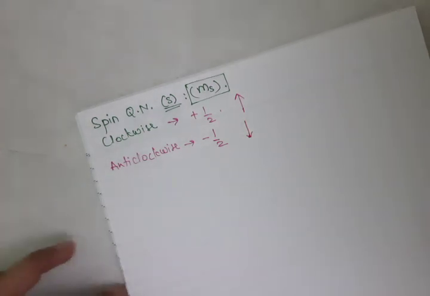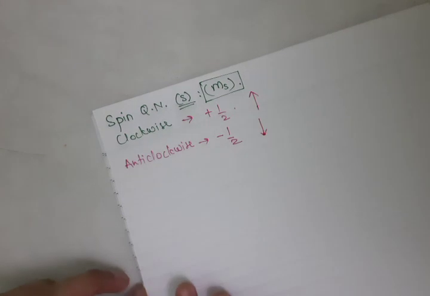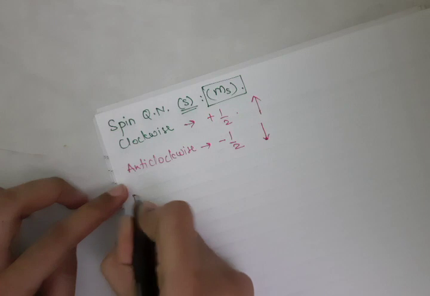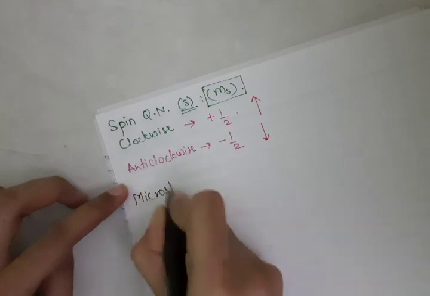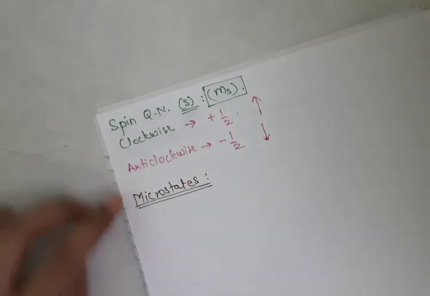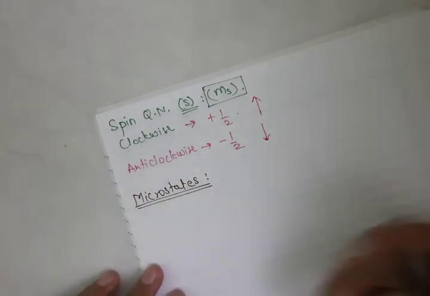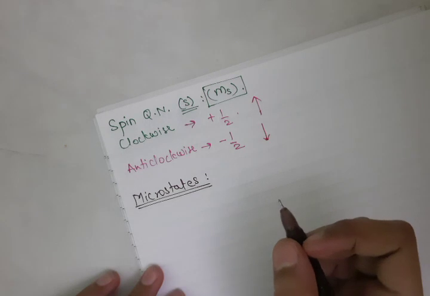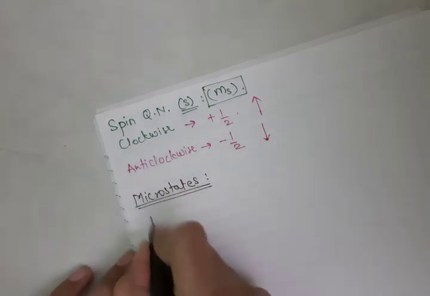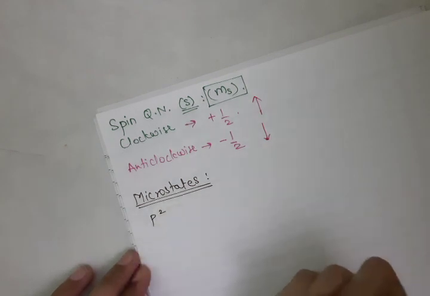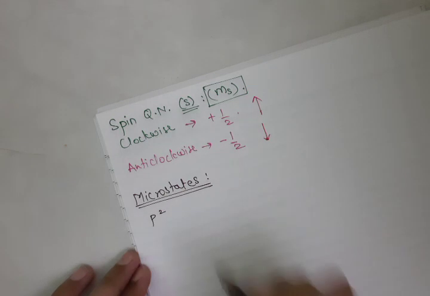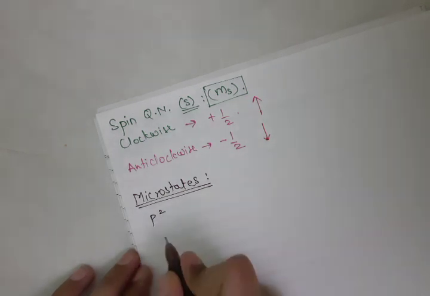Now we'll directly move to microstates. What is meant by microstates? I'll directly jump onto the point because we have to cover a lot of points. Microstates, simply I'll tell you, if you are given a 2 electron system, let's take P2. This is a 2 electron system. 2 electrons are present in the p orbital.